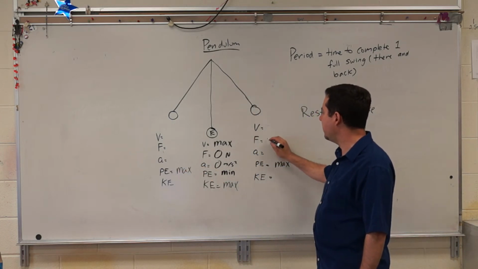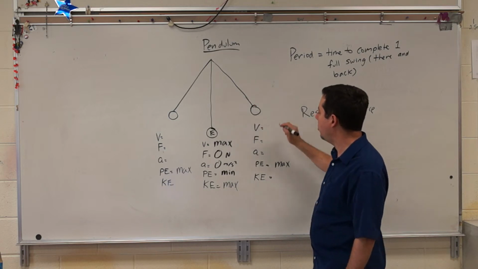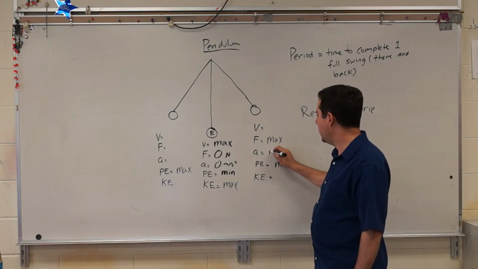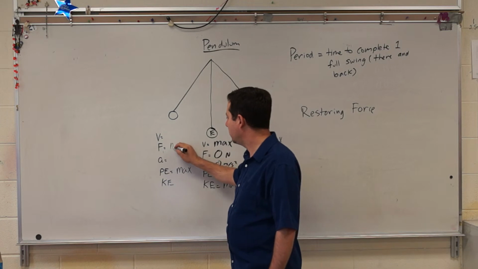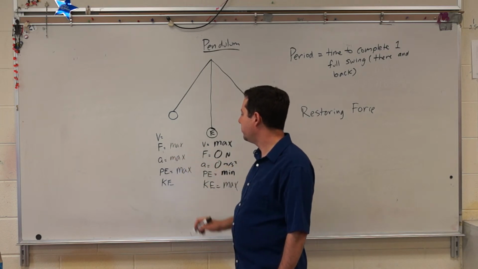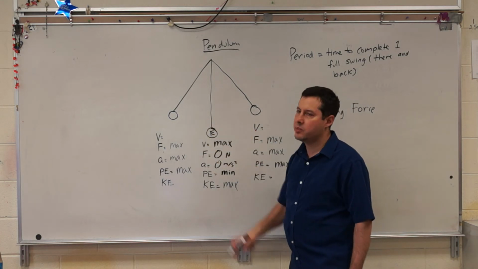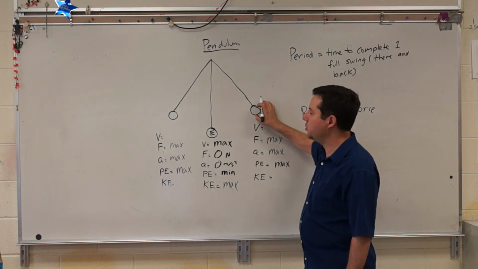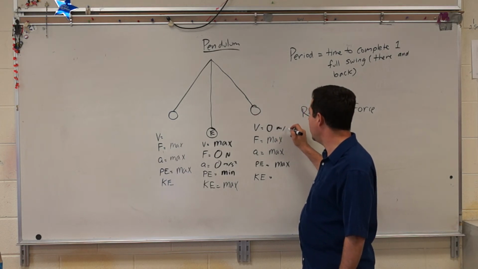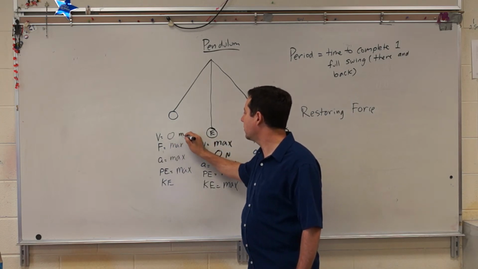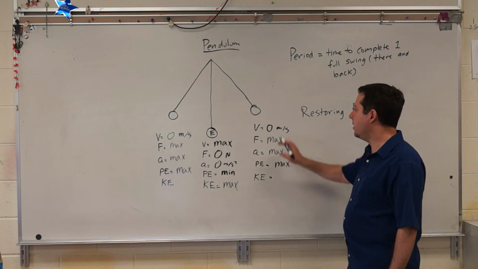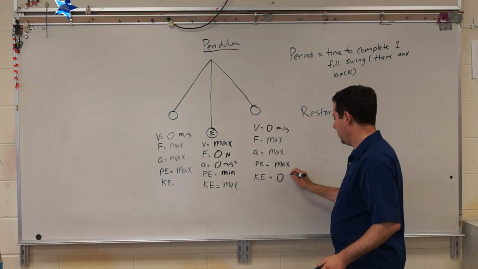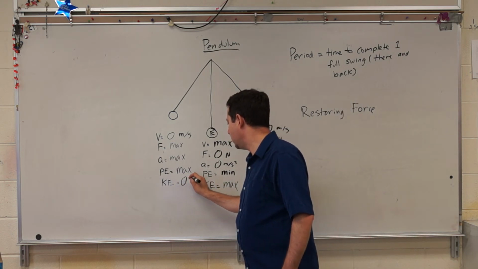Other things that you see is that the further you get from the equilibrium point, the bigger the force. So the force is going to be maximum, and thus the acceleration is also maximum, at both this point and this point. And those are very similar in terms of the actual physics. The pendulum actually stops for an instant up here, so your velocity is 0 at both points. And thus, if your velocity is 0, your kinetic energy is 0 joules at both.